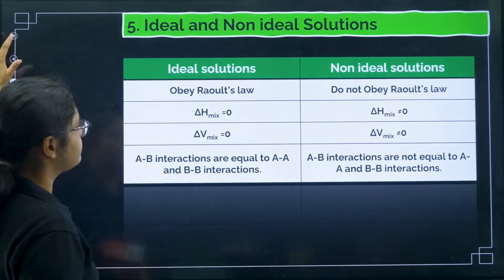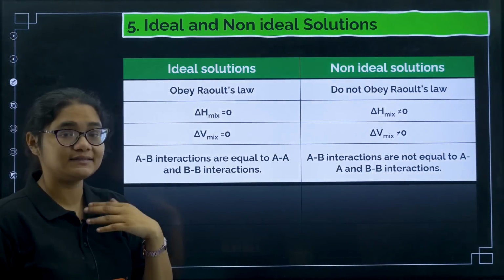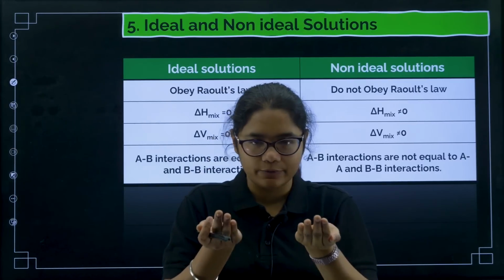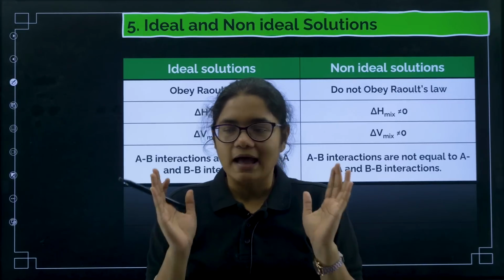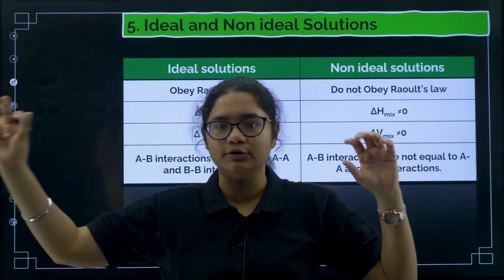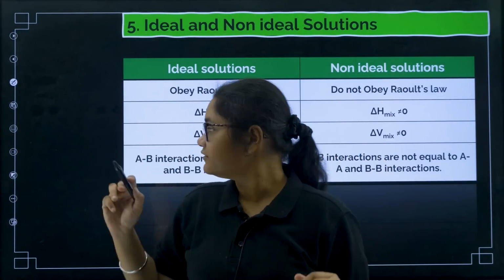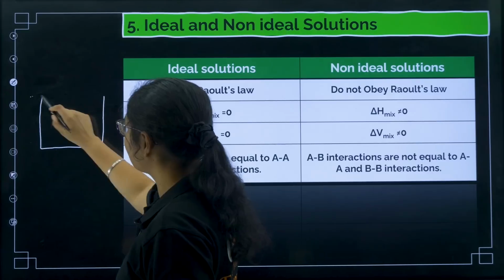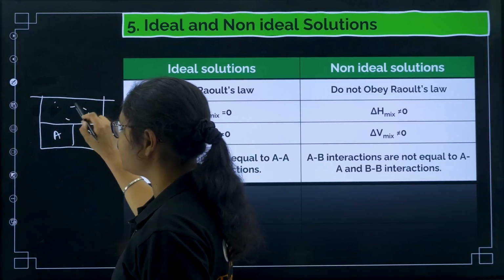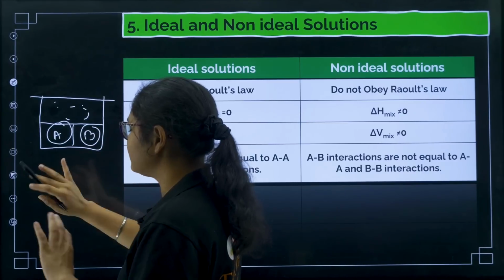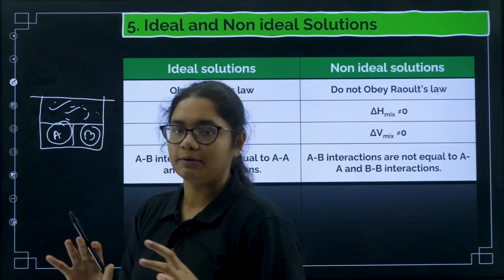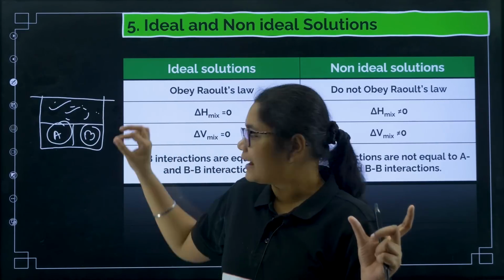First of all, an ideal solution obeys Raoult's law. When I say that it obeys Raoult's law, what do I mean by that? I have 2 components A and B, and they both evaporate. I calculate with Raoult's law what the total vapor pressure should be. Just imagine this is the container with two components A and B, creating vapor pressure. You know the mole fraction of A, you calculate using Raoult's law what the total vapor pressure should be, and then you measure the value.